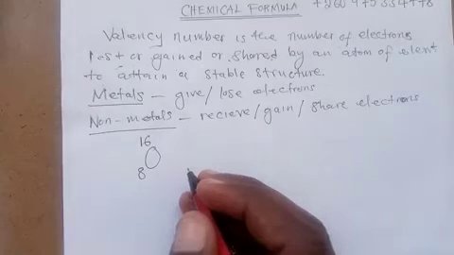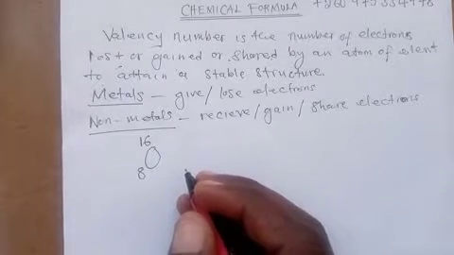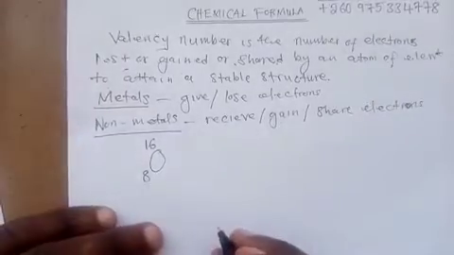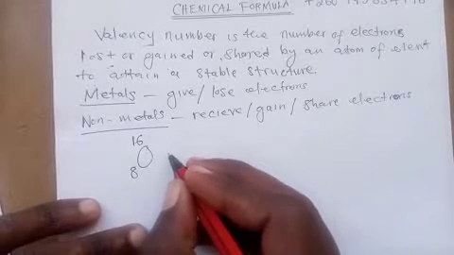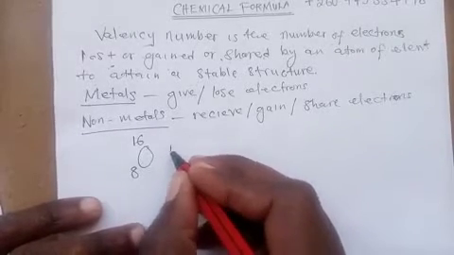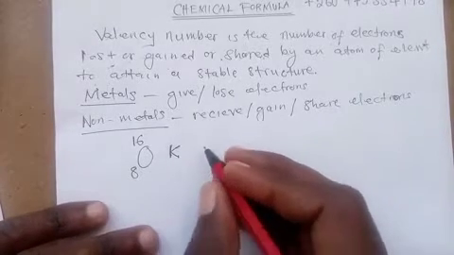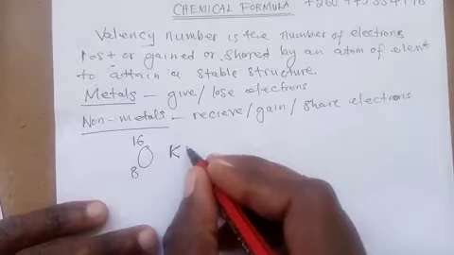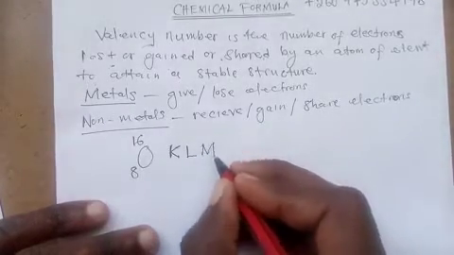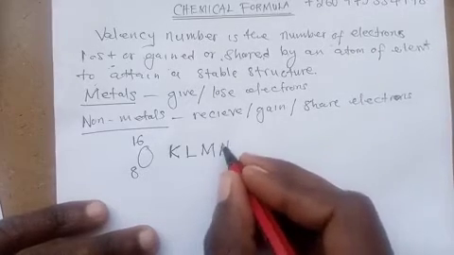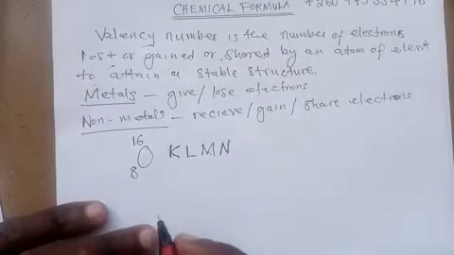You learned how to make an electronic configuration of an atom. So how do you make it? This is the K energy level, L, M, and N. K energy level, L energy level, M energy level, and N energy level.